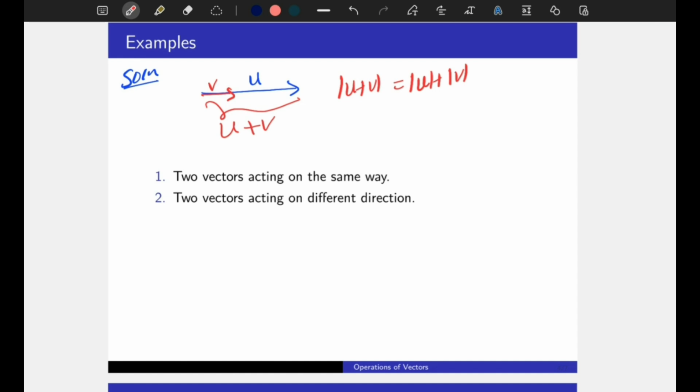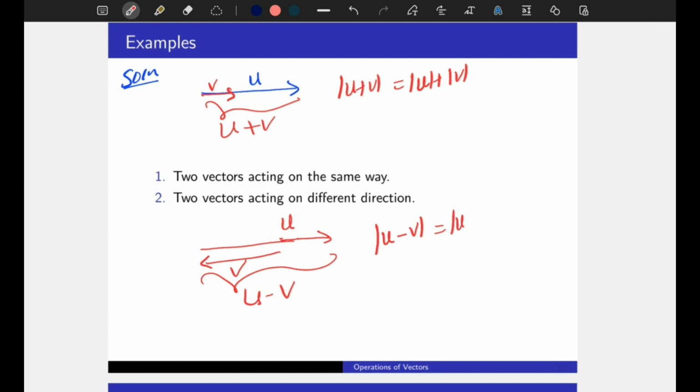And the second question, when the two vectors are acting in different directions. Let's assume that the first vector is this one and let's have another vector be this one. So the resulting vector is given by u minus v, and the magnitude of these two vectors is given by the magnitude of u minus the magnitude of v. This is how you calculate the magnitude.